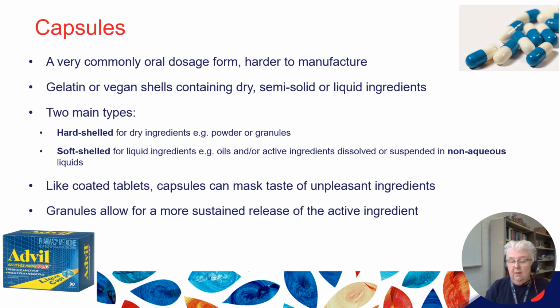Capsules are very common, but they are harder to manufacture than tablets. We have gelatin or vegan shells, and they contain dry, semi-solid or liquid ingredients. Now, when we see the word gelatin, as pharmacists, we have to remember that gelatin is an animal product, and it will either come from pork or beef, and that obviously causes problems for some of the cultural groups within our society. So if someone doesn't want to eat pork products or products made from a pig, we have to make sure that the product they've been prescribed has vegan shells.